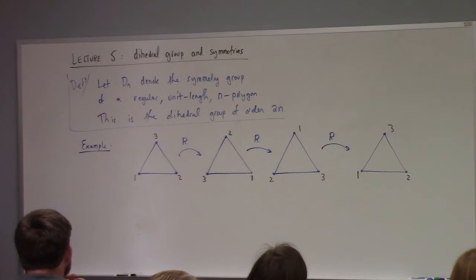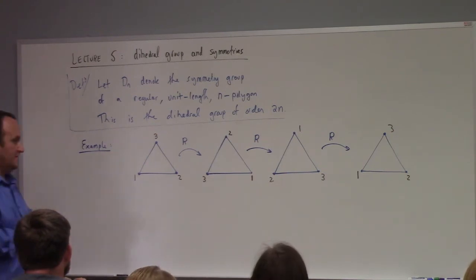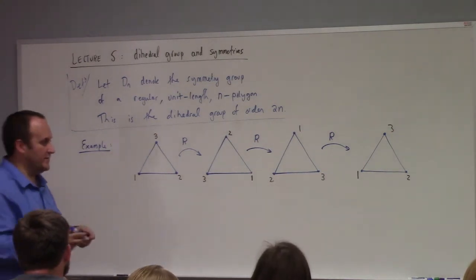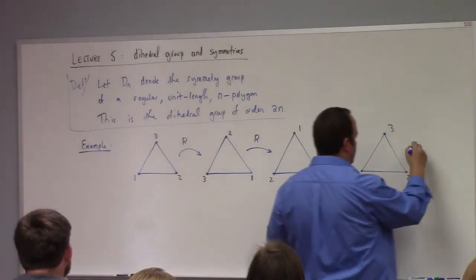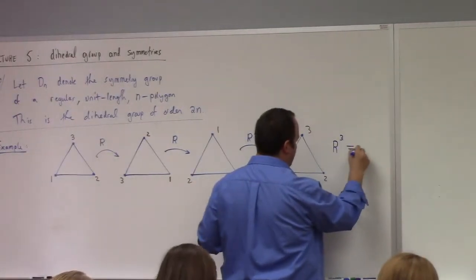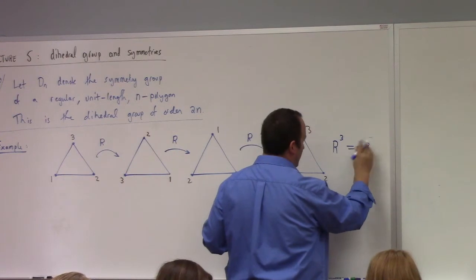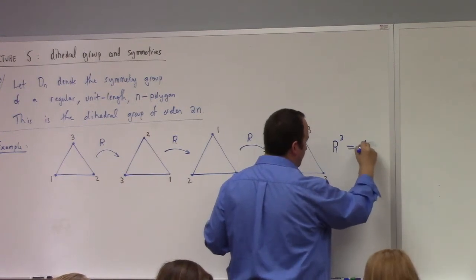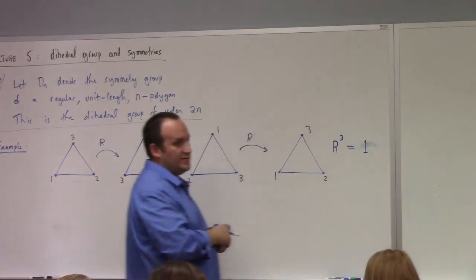My point is simply this. What have we shown geometrically? We've shown that the rotation by 120 degrees done 3 times in a row gets you back where you started. So we can express this by saying r cubed is equal to the identity. Let's use 1 for the identity here, if you don't mind. So r cubed is the identity.